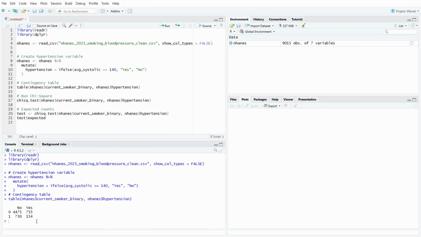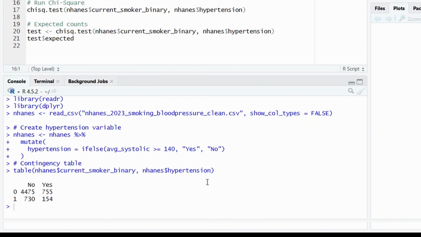Let's take a closer look at this contingency table examining smoking and hypertension. Here, we're comparing current smoking status to whether someone has hypertension. In this table, 0 means the person is not a current smoker, 1 means the person is a current smoker, and no and yes refer to whether the person has hypertension.